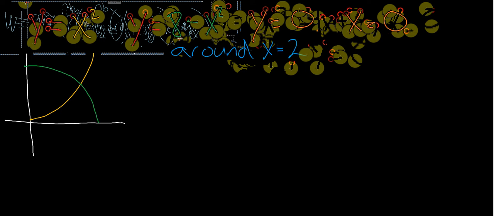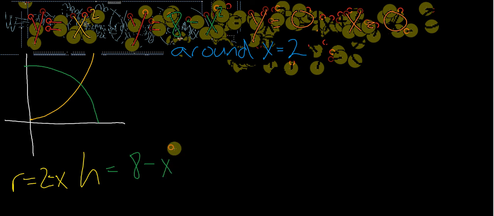So now, just like the last problem, we find the radius, and our radius is equal to, in this case, 2 minus x, because we're revolving around x equals 2. And the height is your upper function minus your lower function, so 8 minus x squared, and then minus x squared.